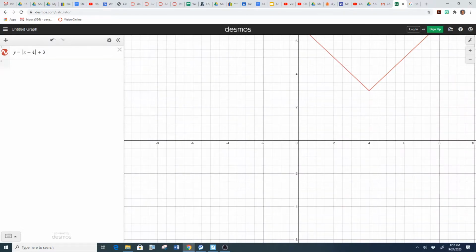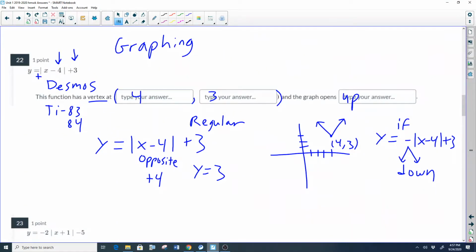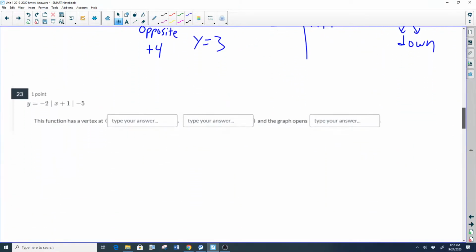So that's what we mean when we say opens what? And you're like, oh, it's opening upwards. Opens up. Upwards, but just put up. Okay, nice. There we go. So just showing you how to do that on Desmos. But the other ones are pretty easy, not too bad.